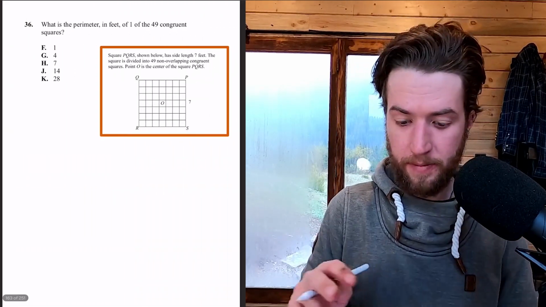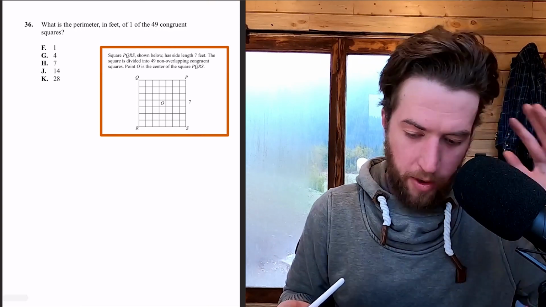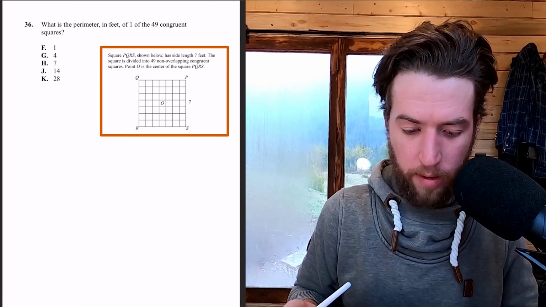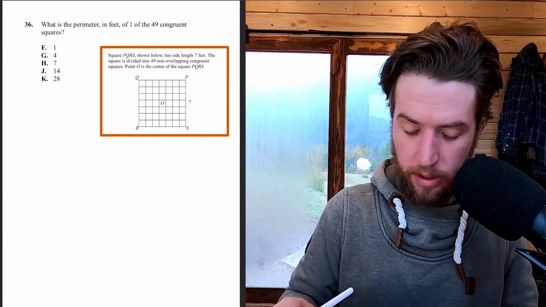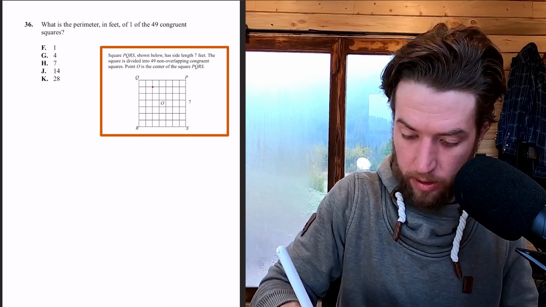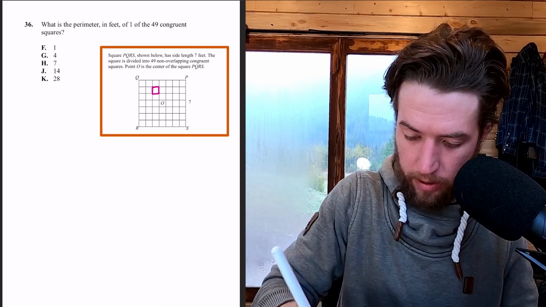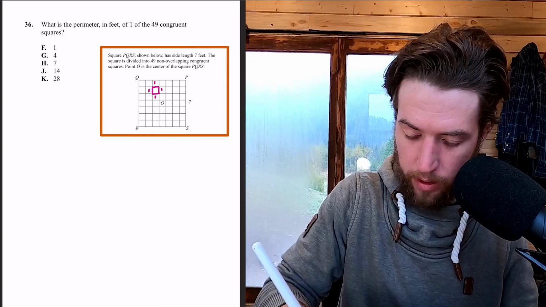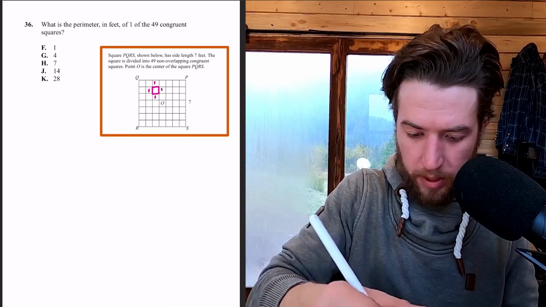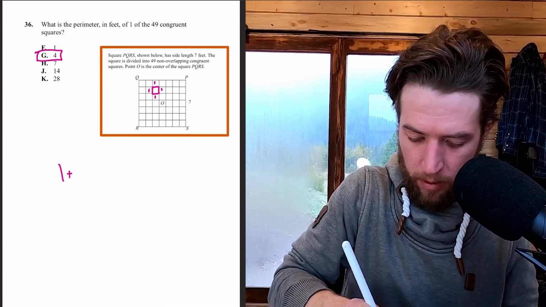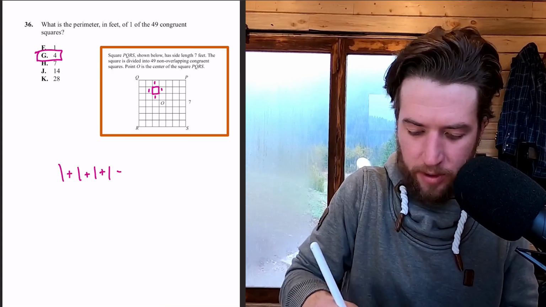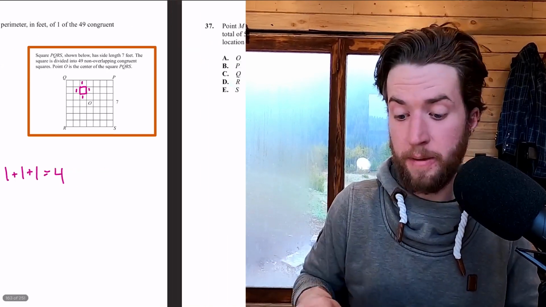On to the next. All right, what is the perimeter in feet of one of the 49 congruent squares? So one of these squares is 1 by 1 by 1 by 1, and the perimeter is just all those added together. So the answer is 4. 1 plus, I mean, is that even showing work? Whatever, on to the next.